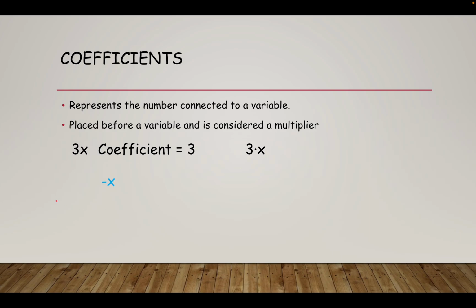If we had negative x, the coefficient would be -1. We always assume if we don't see a number up front, there's always something there. If it were 0, it wouldn't exist. So in this instance, -x, the coefficient would be -1. It's considered a multiplier, -1 times x. And lastly, we could have some y's involved. We really could have any letter of the alphabet involved, where the coefficient just represents the number in front of the variable.